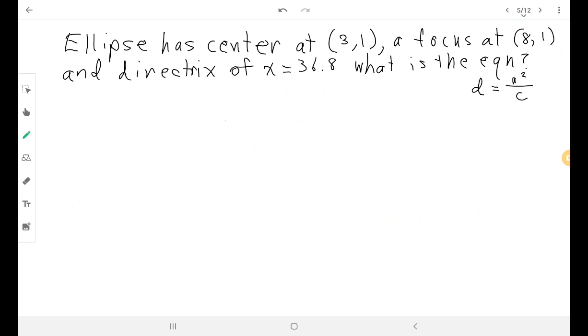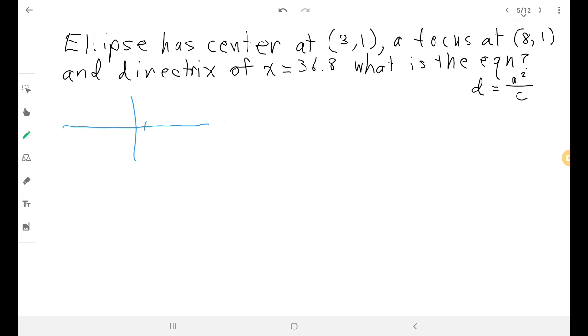So here is another piece of information with different information about an ellipse. In this one, we have a center at 3, 1, a focus point at 8, 1, and a directrix of x equals 36.8. So we want to know what the equation of the ellipse is. Again, I like to draw these and be able to look at them before anything else. So let's make a drawing here.